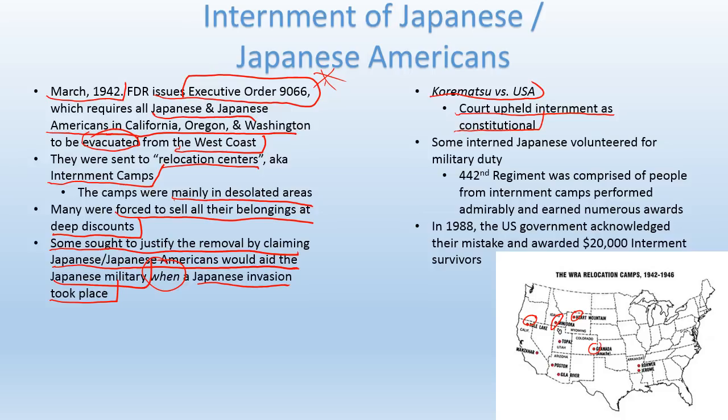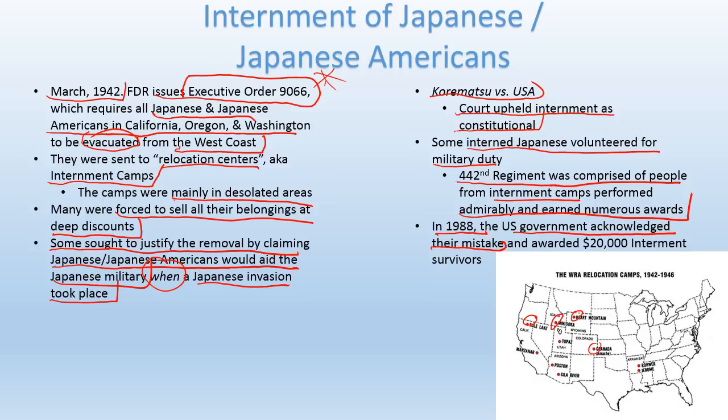Despite this disrespect and actually illegally being forced to move, some interned Japanese volunteered for military duty, and in fact, the 442nd Regiment was comprised of people from internment camps, and they performed admirably and earned numerous awards. And then finally, in 1988, the U.S. government acknowledged their mistake, and the Korematsu case was revisited.